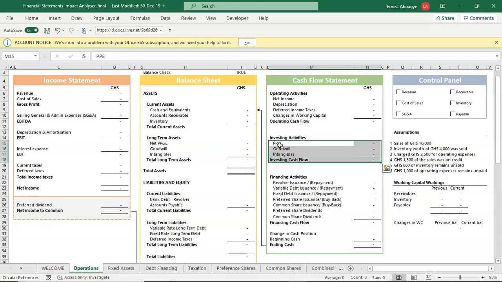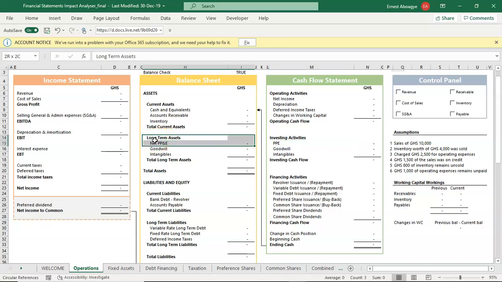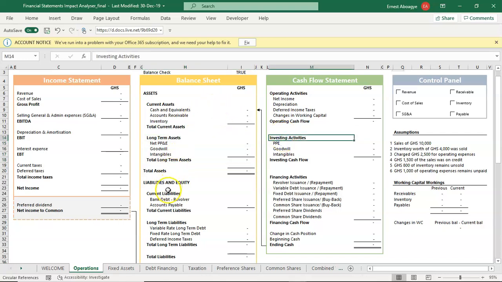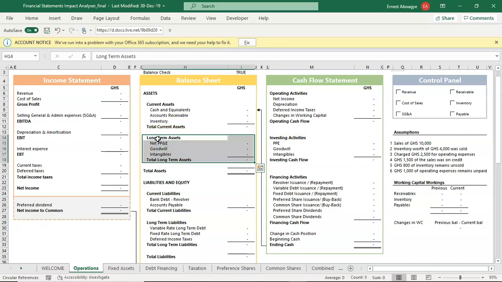So this really looks at the long-term assets of the balance sheet. Remember, the operating activity section looked at the current assets, current liability section of the balance sheet, and the investing activities are also looking at the long-term asset section of the balance sheet.